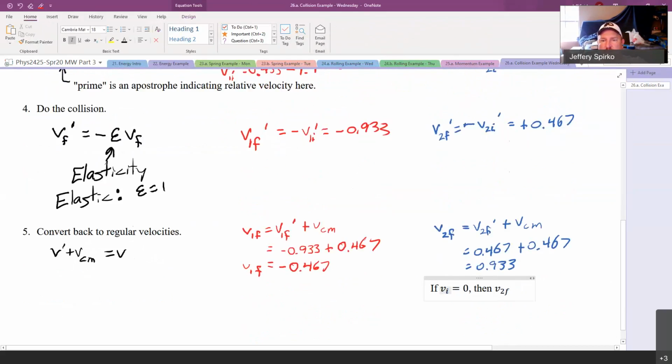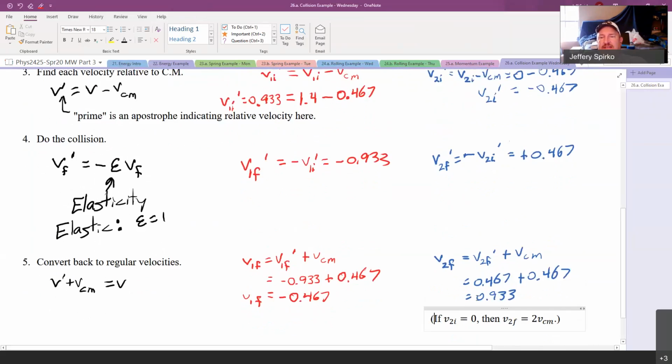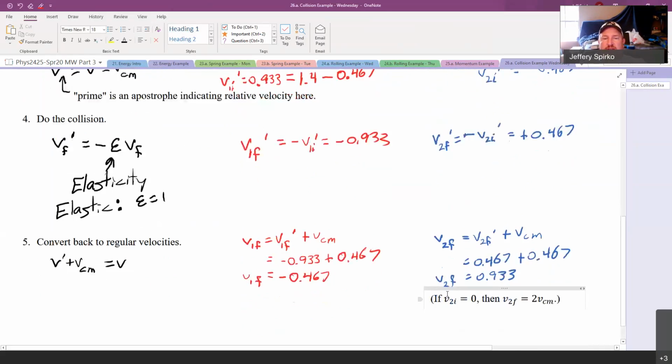And this is actually fairly common. If the initial velocity of an object was 0, then all we end up doing is subtracting the center of mass and then putting a minus so it turns into a plus center of mass velocity. And then we add the center of mass velocity again, and it turns out that the final velocity of object 2 is always twice the center of mass velocity if that object started from rest. So now we're done with the collision.